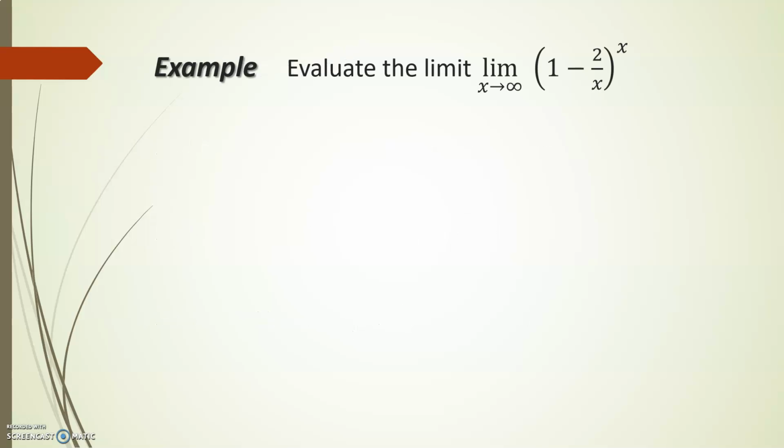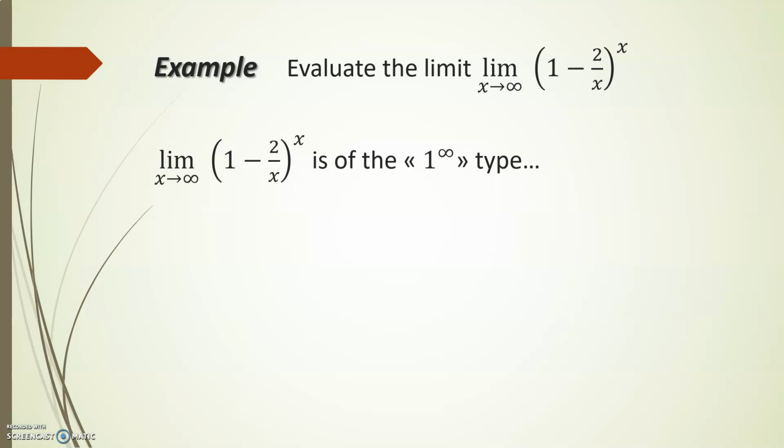For example, here we have the limit as x goes to infinity of (1 - 2/x)^x. Always start by doing direct substitution. In this case, you'll notice a 1 to the power infinity form is obtained. So this is a situation where we can simply not just factor or flip a term. So instead, we're going to use the strategy that we discussed earlier.